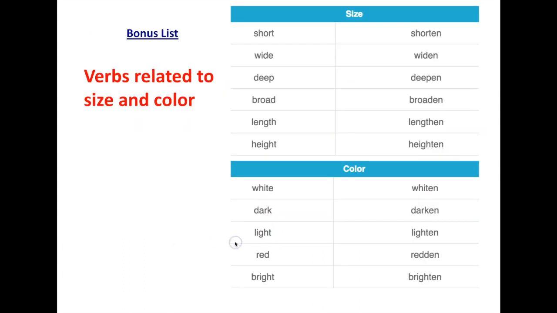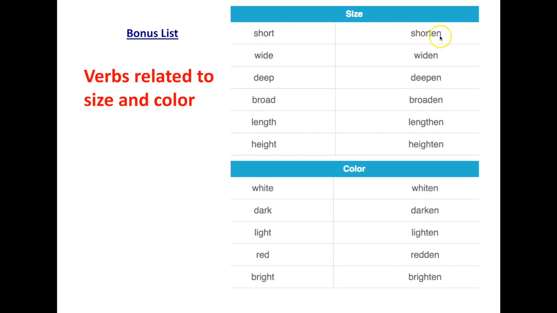Okay. So, aquí tenemos, here we have a bonus list that I give you. There are verbs related to size and color. Aquí tenemos una lista extra que son verbos que están relacionados con el tamaño y el color.